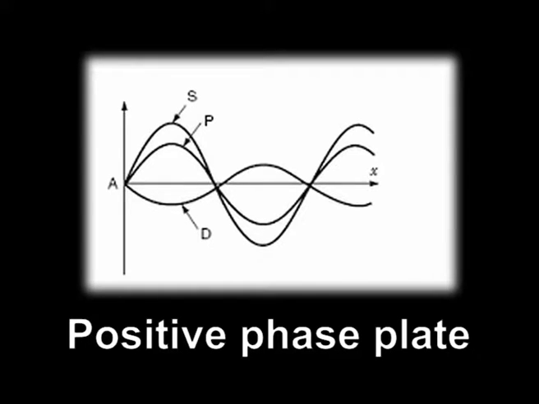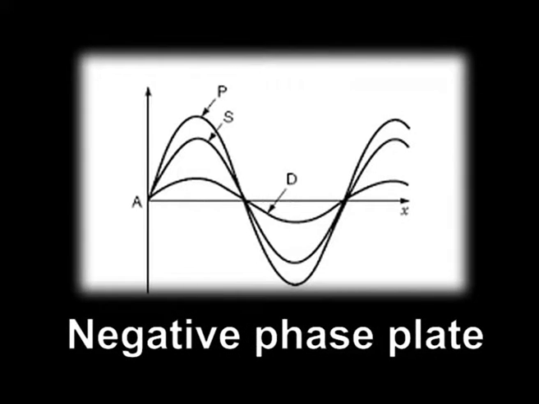Is there any difference in the design of them? Yes, there's a distinct difference in the design of the positive and negative phase plates. If you look at the figure, a positive phase plate has a ring of etched glass, due to which the S wave is advanced by λ/4, while in the case of a negative phase plate, because of the design, the S wave is retarded by λ/4.